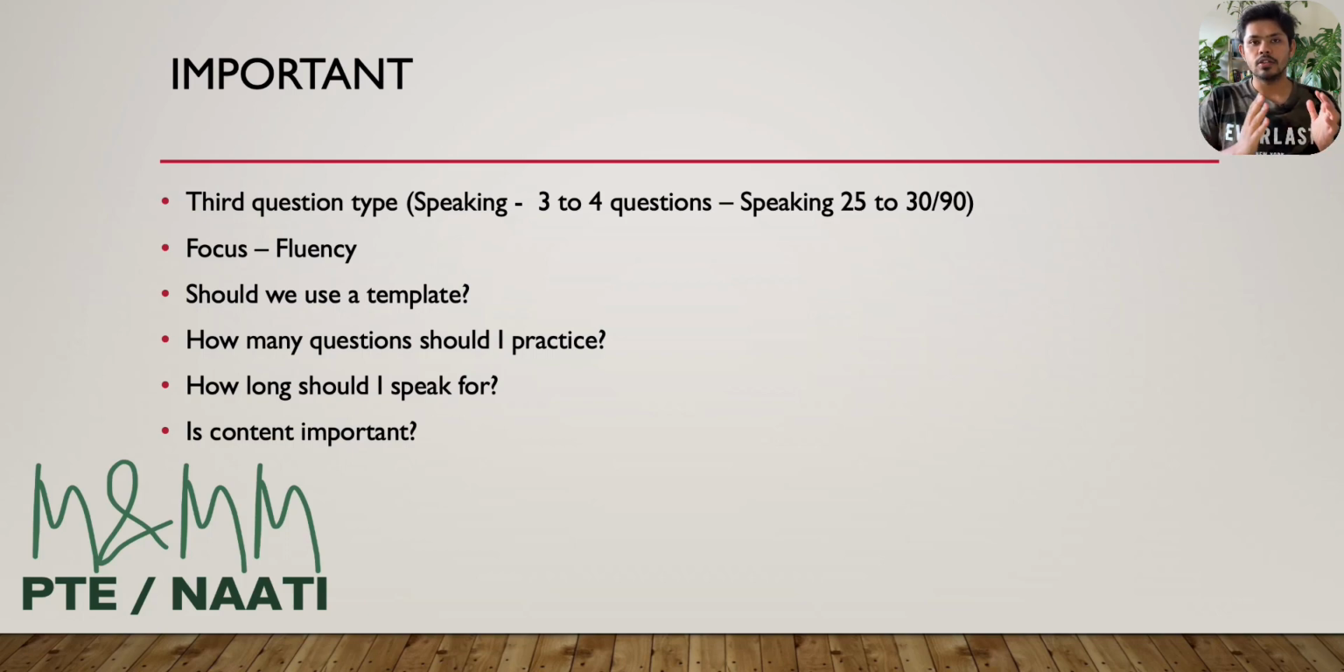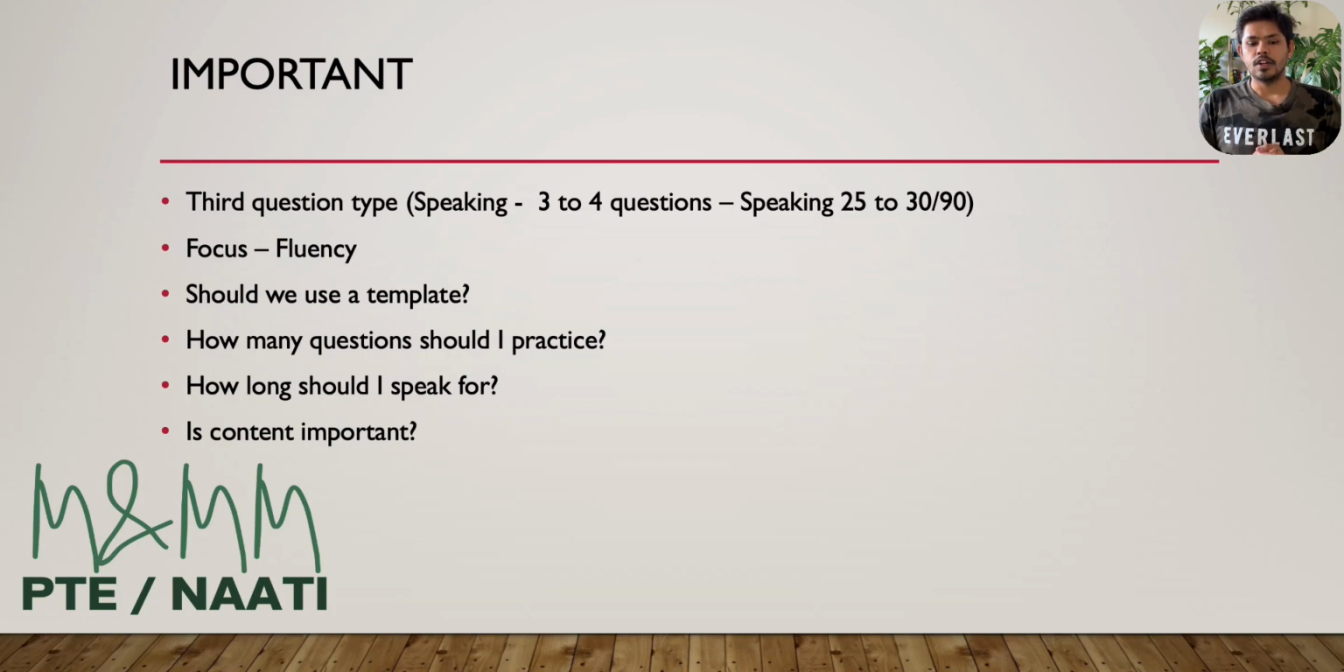You can expect 3 to 4 questions for describe image, and describe image will give scores only to the speaking section. It is not giving scores to any other sections, and you can expect anything between 25 to 30 marks out of 90, all of them going to only the speaking section. Because all the scores are only going to the speaking section, I will come back to this point when I discuss the last point, is content important? So just be careful, we will discuss these 2 points as they are very related to each other.